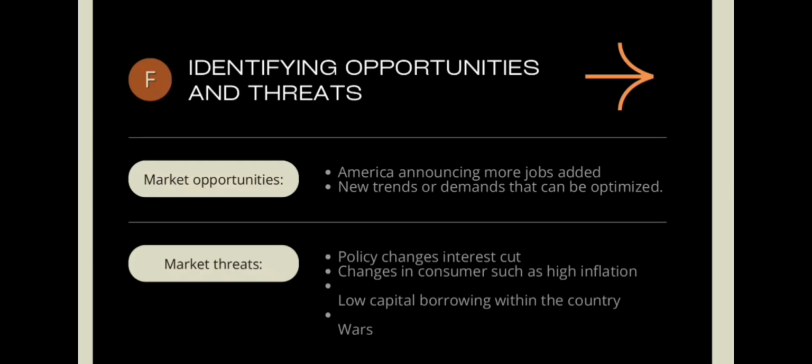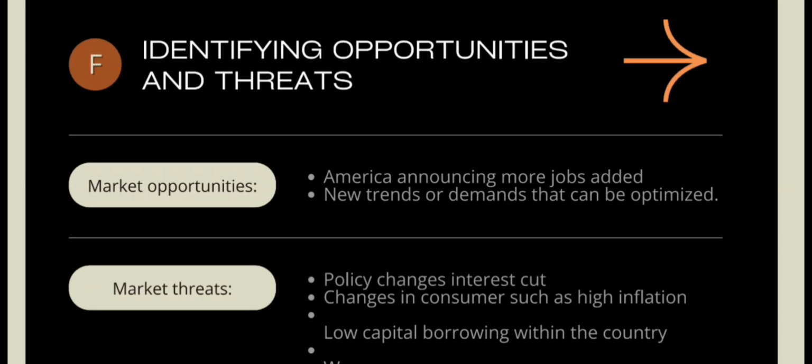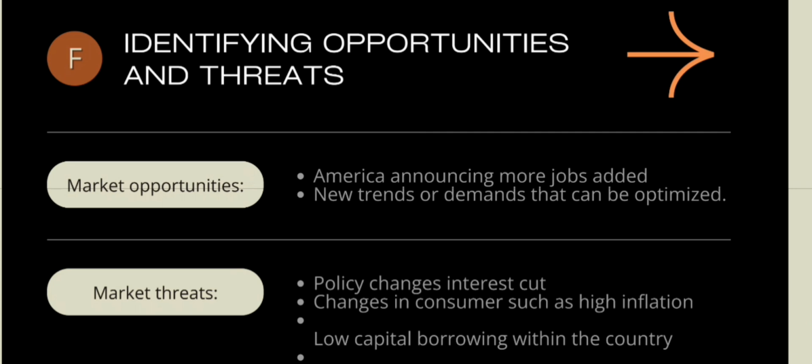So, identifying opportunities and threats, market opportunities. This will be an example based on fundamentals because we're not on charts. America announcing more jobs added to the economy. That's a buying signal, that's a growing economy, and we expect to see first the markets using that information, or if I would say the markets digesting that information and then seeing a change in trend, and then we know that the buyers have entered the market, then we apply our strategy to enter the trend.